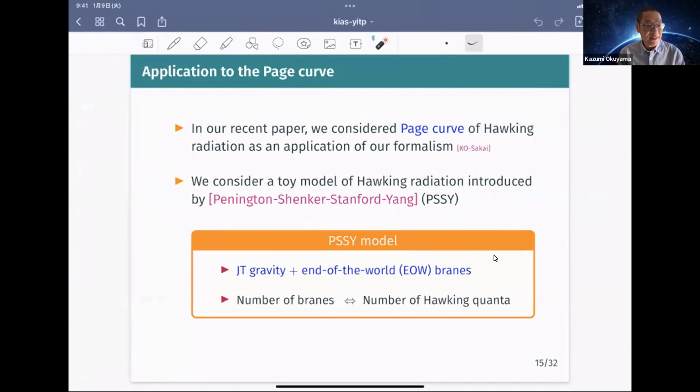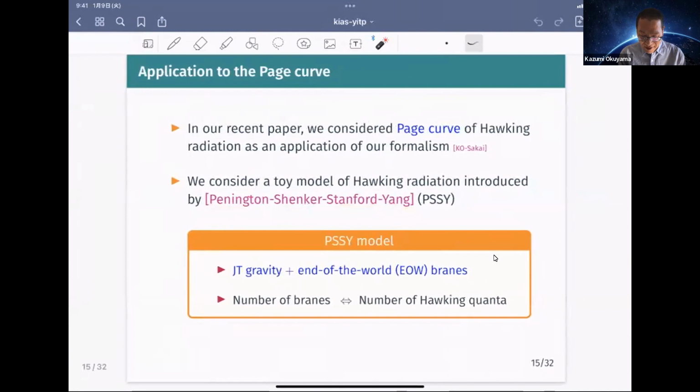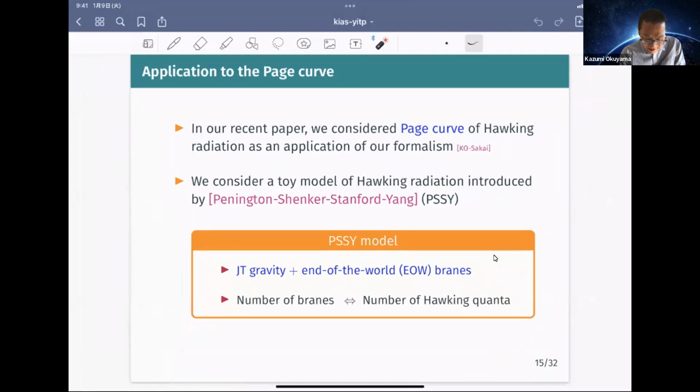Okay, so in our recent paper, we consider the Page curve of Hawking radiation as an application of our formalism. Our model is a slight generalization of the model proposed by Penington, Shenker, Stanford, and Yang, which I abbreviate as PSSY. The PSSY model is the following. They consider JT gravity coupled to end-of-the-world branes. And they identified the number of branes as the number of Hawking quanta.